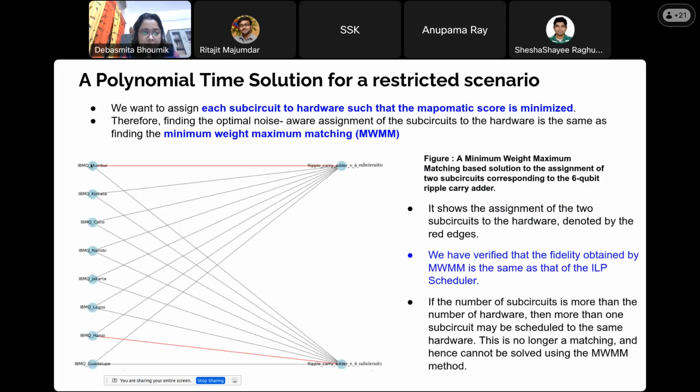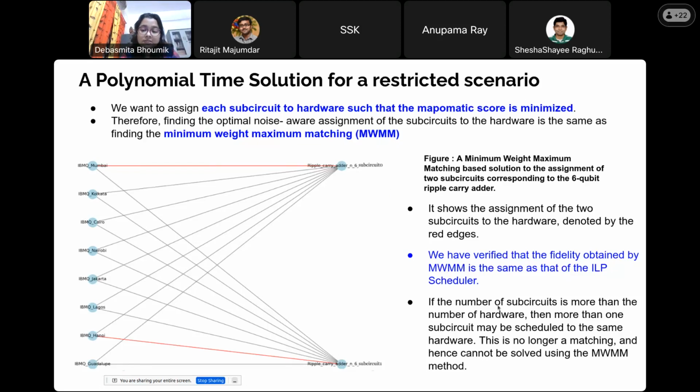This figure shows the matching. IBM-Q Mumbai is matched with the first subcircuit of the triple carry adder, and IBM-Q Hanoi is matched with the second subcircuit. It shows the assignment of the two subcircuits, denoted with the red edges. We have verified that the fidelity obtained by the MWMM scheduler is the same as the ILP scheduler, because they both give the same scheduling in this case.